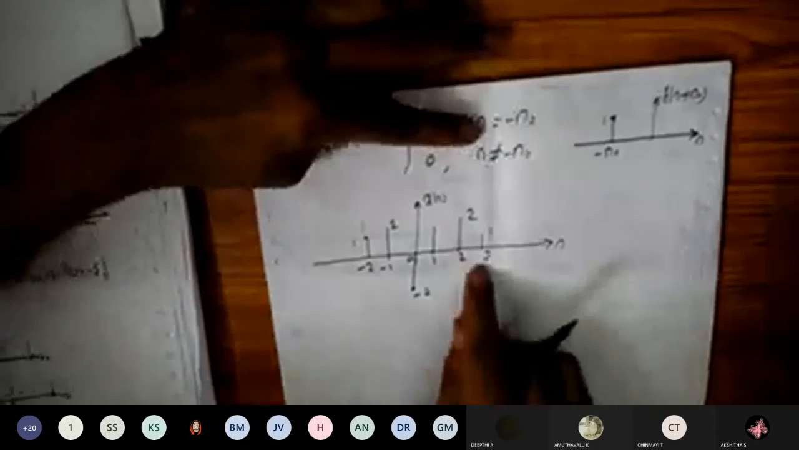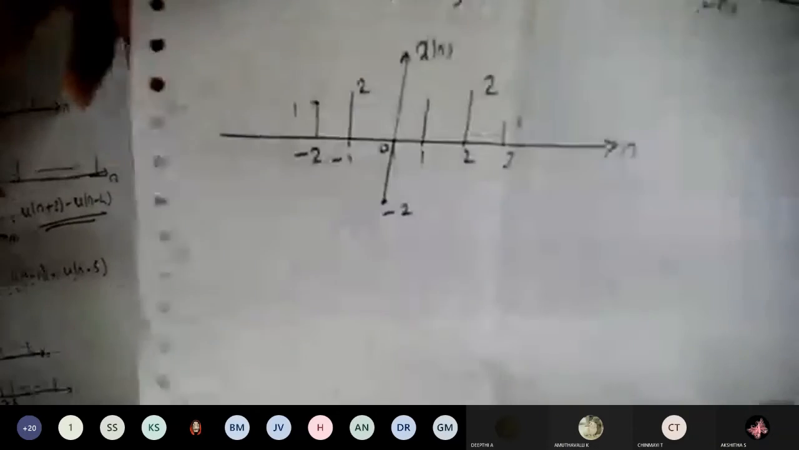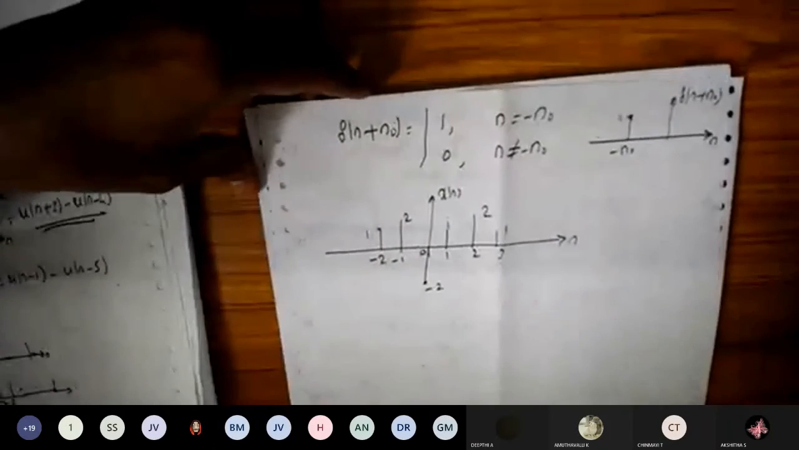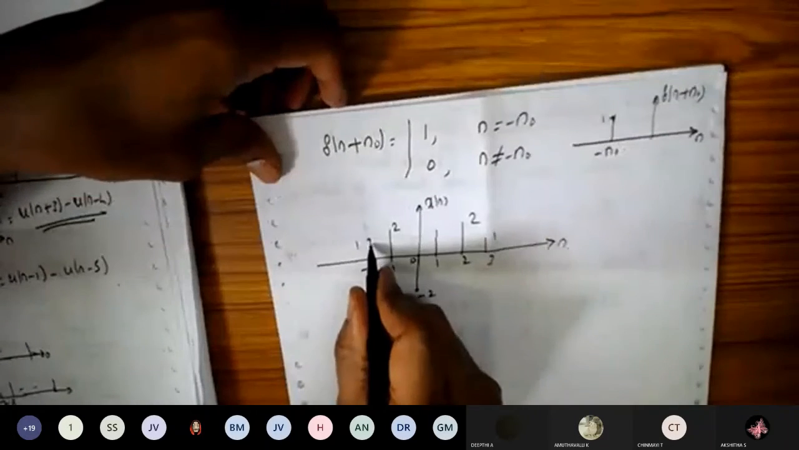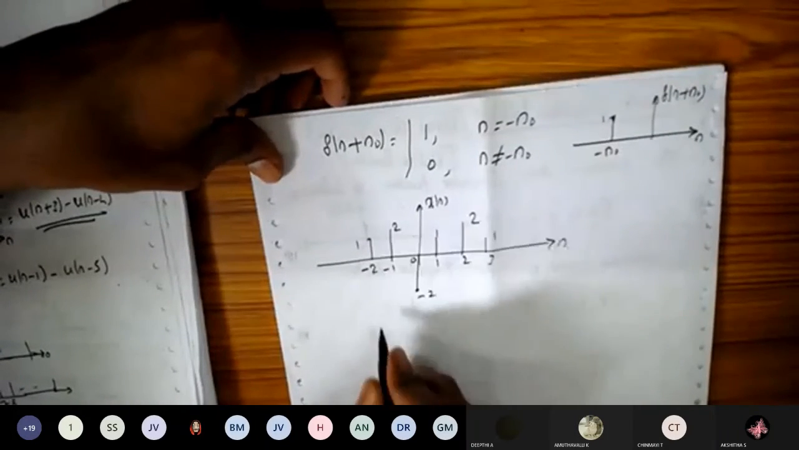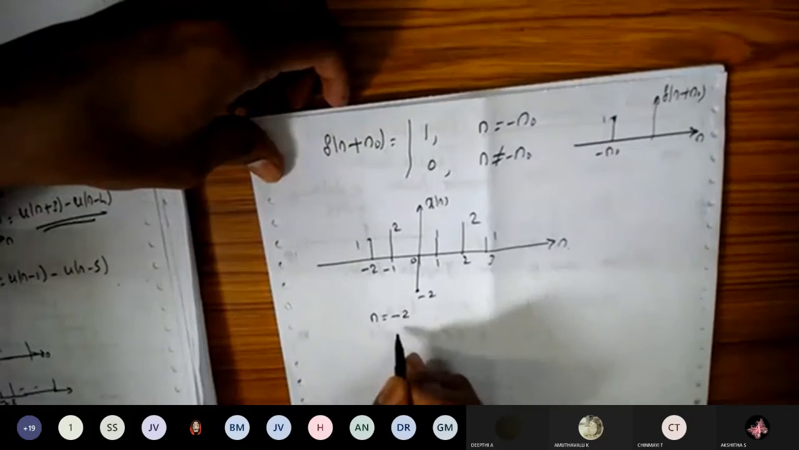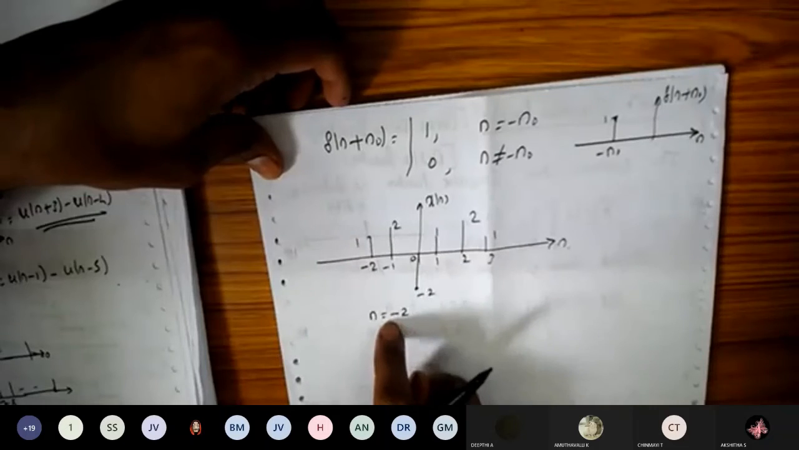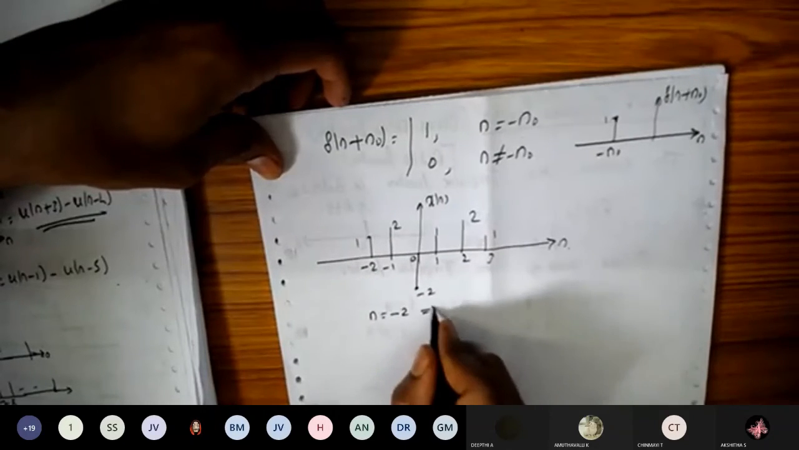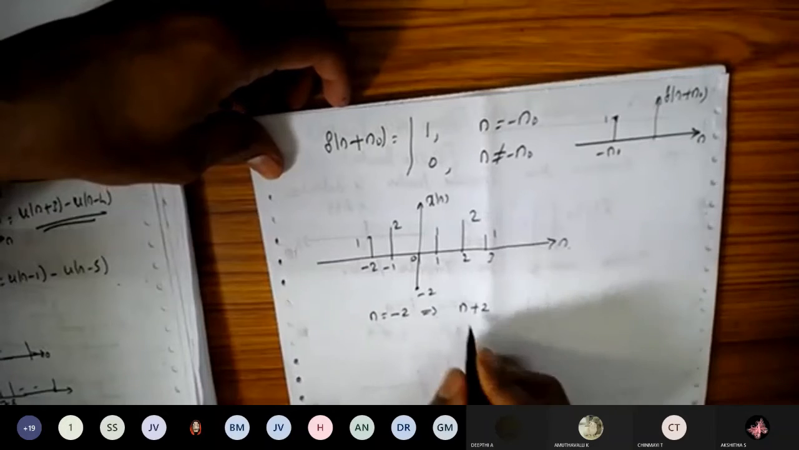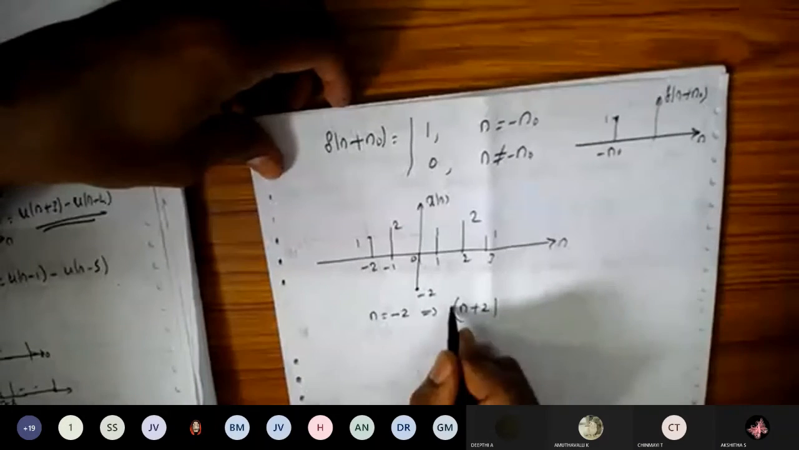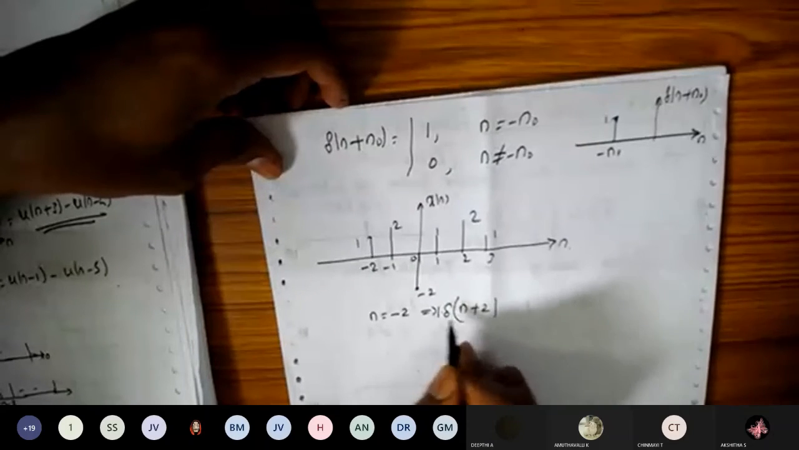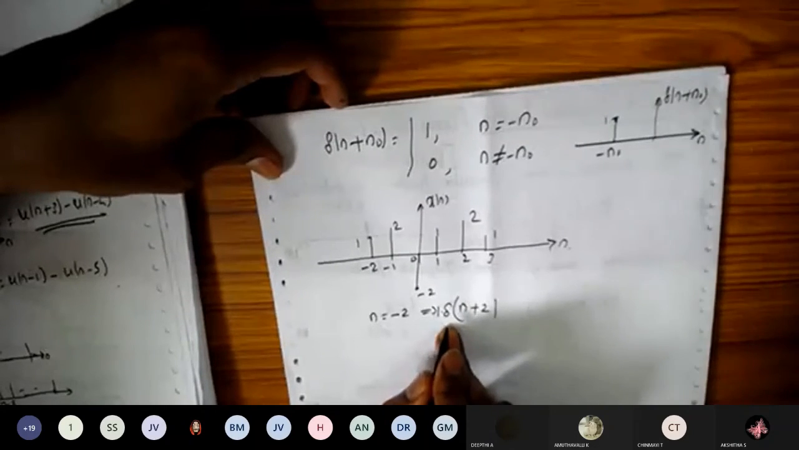So take the waveform, right? This is having the value 1. This is having the value 1. Here at n is equal to minus 2, we have the signal, which has the amplitude 1. So this is at n is equal to minus 2. How to express this in terms of the impulse function: send minus 2 to this side, so this becomes n plus 2. For that, put the impulse function here, and the amplitude is 1.